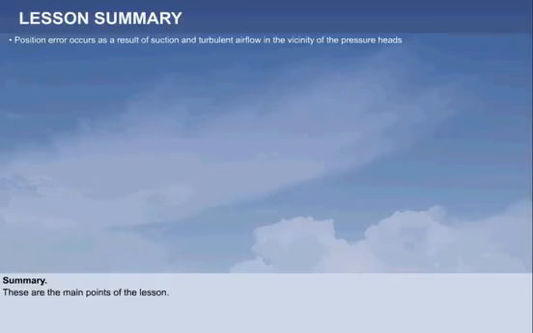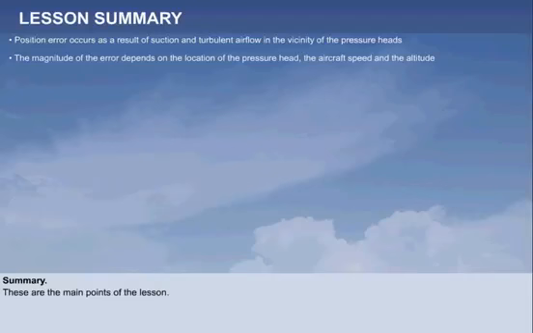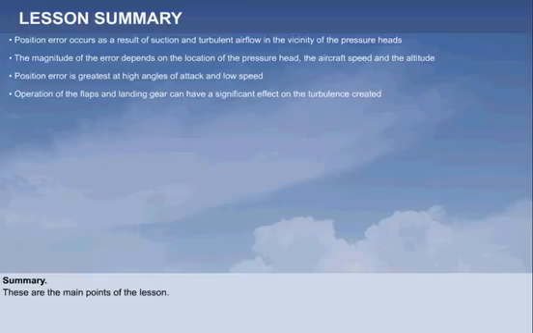Position error occurs as a result of suction and turbulent airflow in the vicinity of the pressure heads. The magnitude of the error depends on the location of the pressure head, the aircraft speed, and the altitude. Position error is greatest at high angles of attack and low speed. Operation of the flaps and landing gear can have a significant effect on the turbulence created. The use of static vents can reduce the effect of position error.